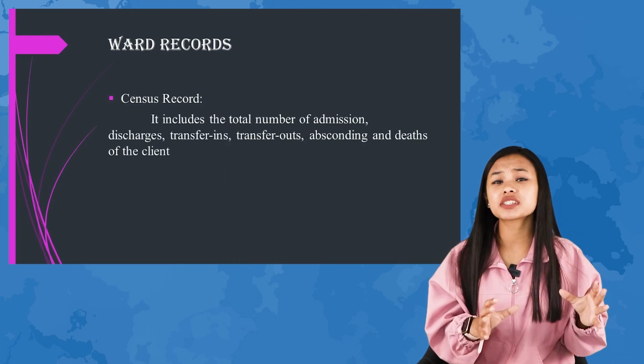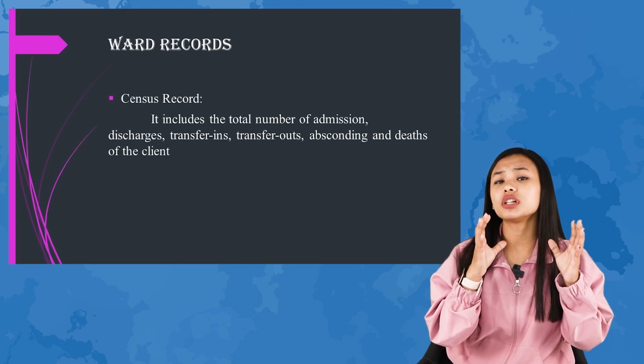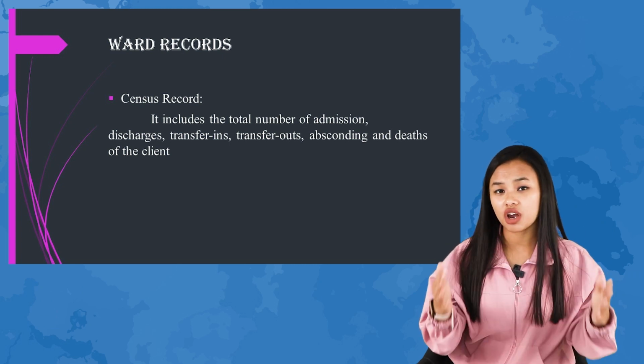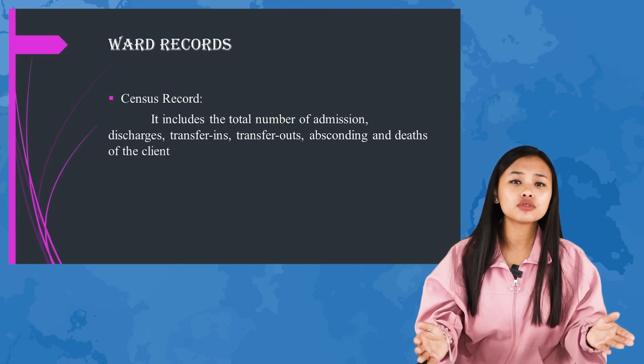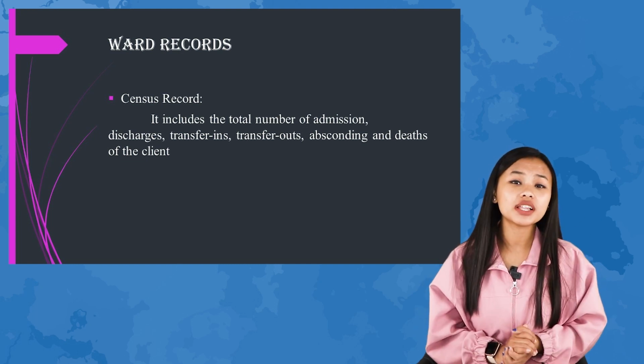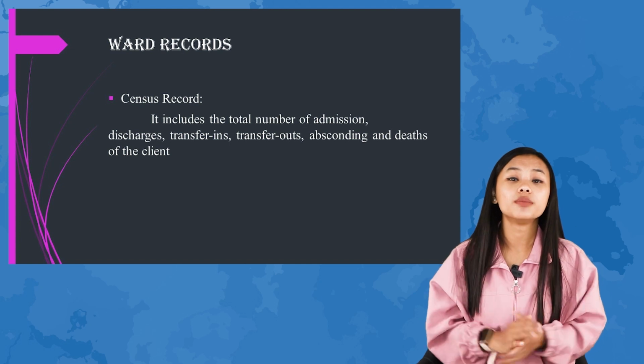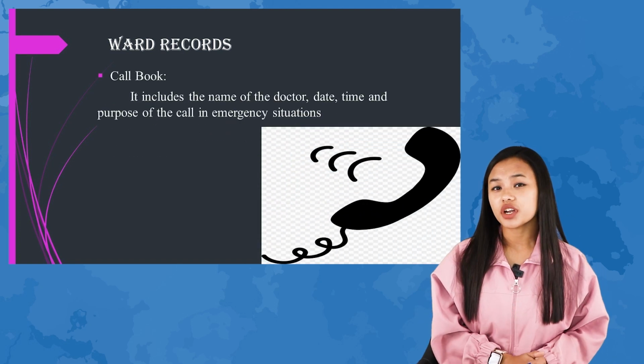So this is basically a record whereby the total number of the admission, of the discharge, the transfer in, the transfer out, the absconded cases, as well as the death of the client will be recorded. And the next one is the call book.